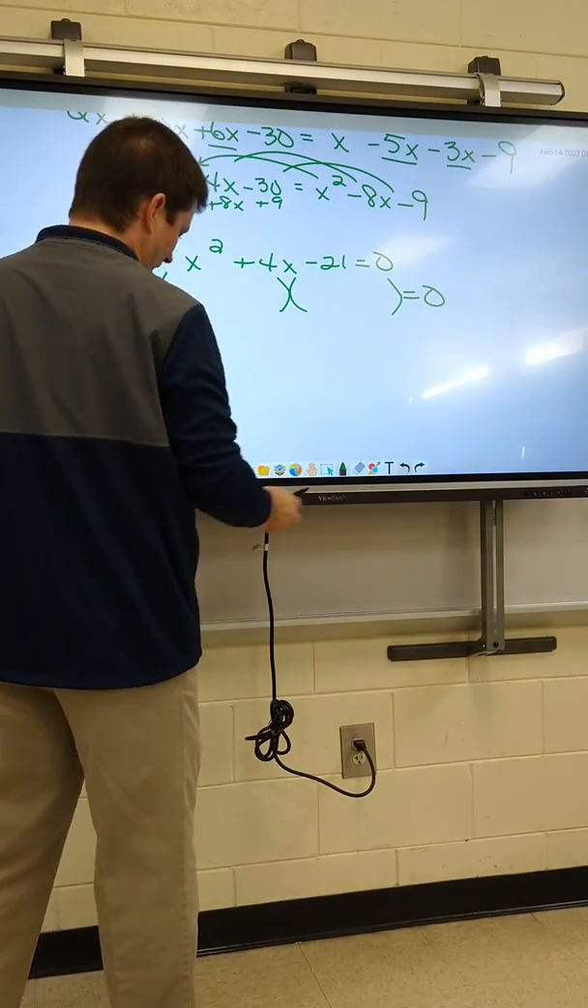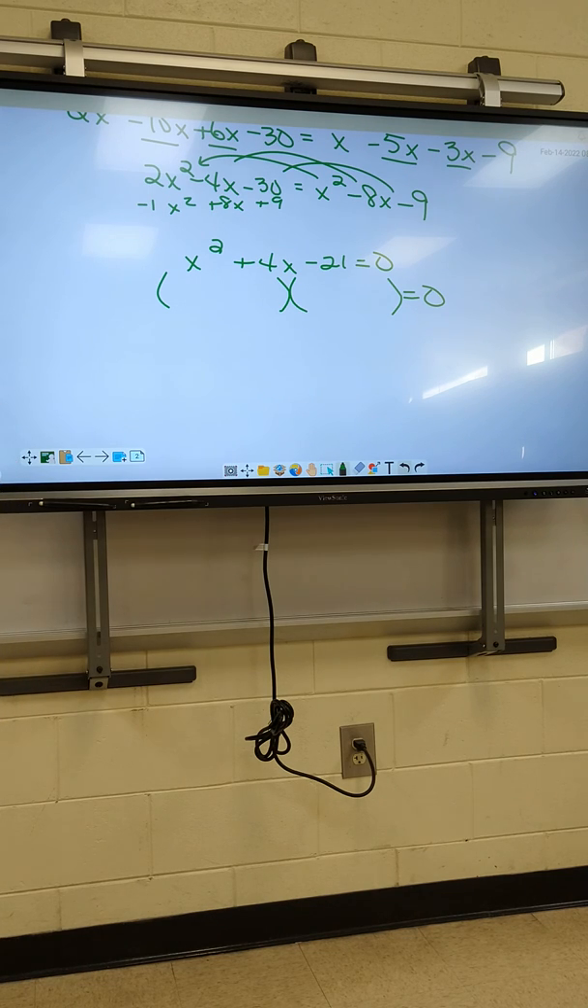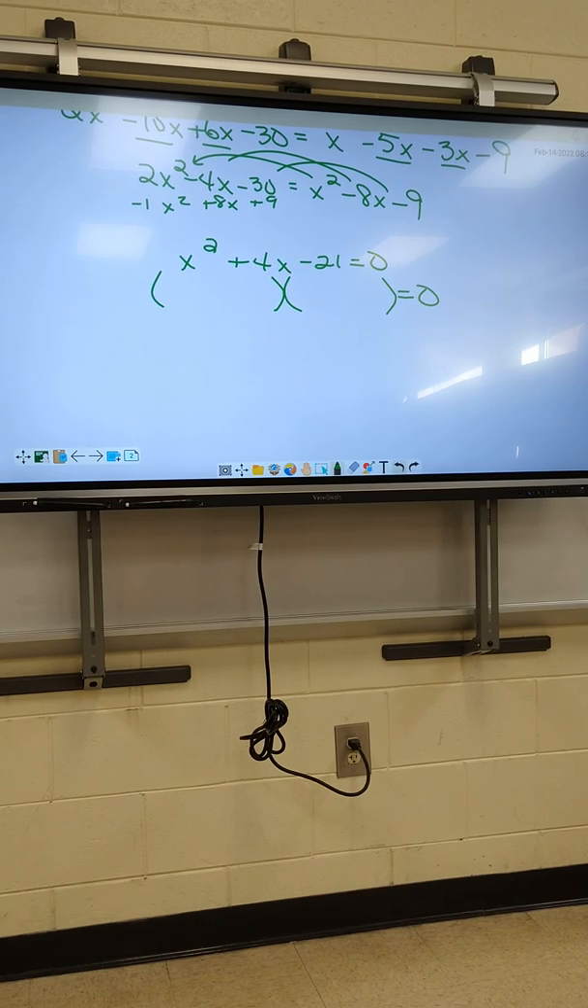Alright, so you can do the quadratic formula. I think this one will factor very easily and quickly, so I'm going to factor it. I'll give y'all a chance to do it either way you want to do it, and then we'll check it and see if it's down on the sheet.